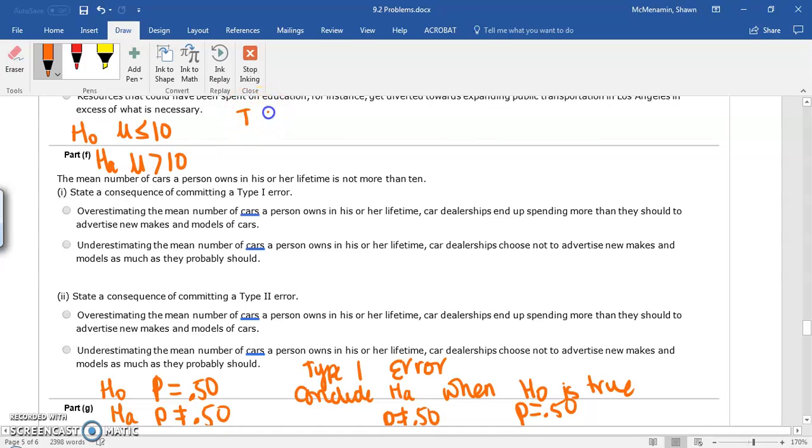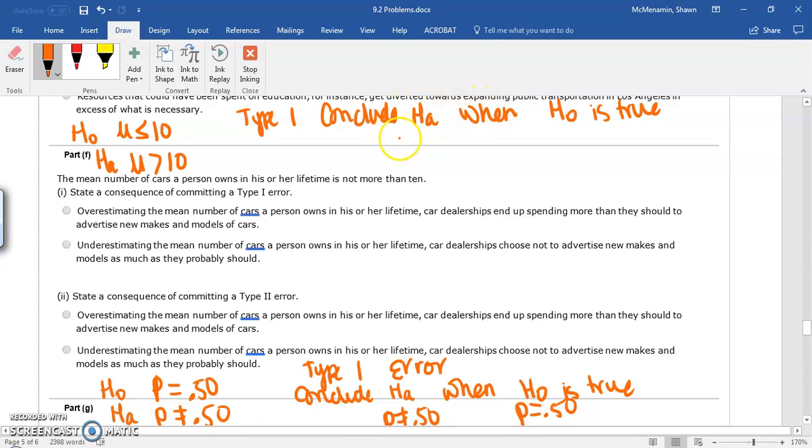So a type 1 error would be to conclude HA when H naught is true. And more correct language would be to fail to reject the null when the null is true.